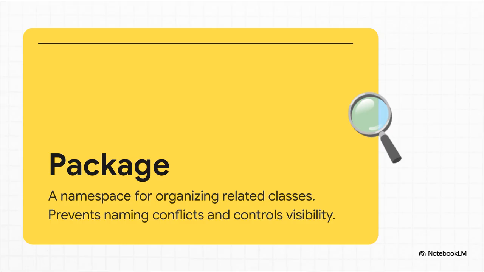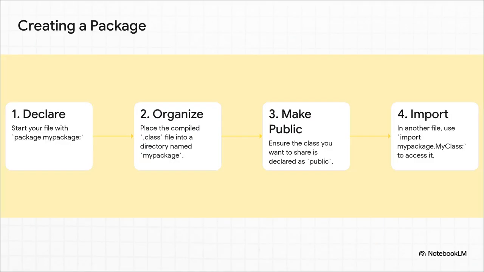First, it brings some order to the chaos by letting you group related classes together. And second, it prevents naming collisions. Two different programmers can both create a class called myClass with no issues as long as they're in different packages, like com.company1.myclass and com.company2.myclass. For your practical exams, you absolutely have to know these 4 steps.